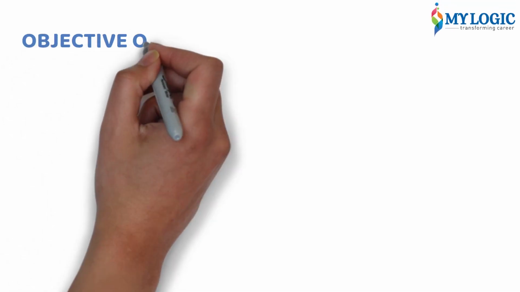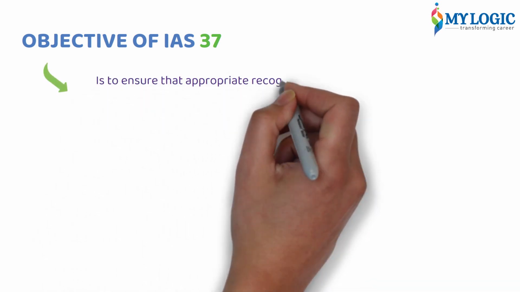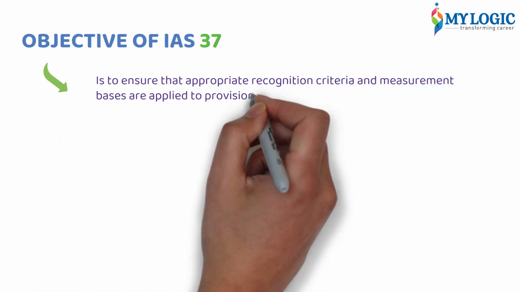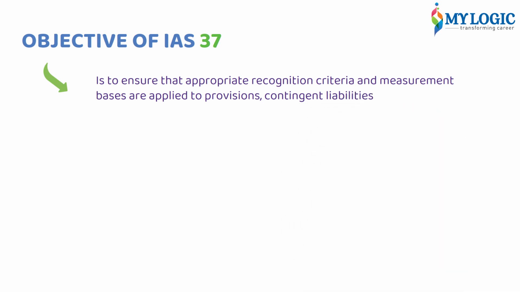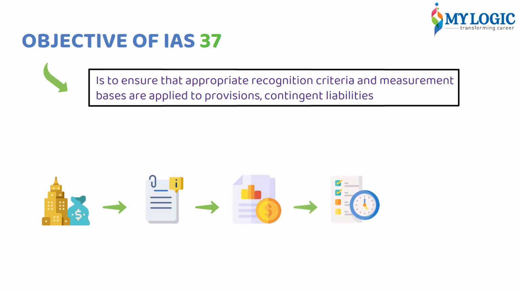Objective of IAS 37. The objective of IAS 37 is to ensure that appropriate recognition criteria and measurement bases are applied to provisions, contingent liabilities, and contingent assets, and that sufficient information is disclosed in the notes to the financial statements to enable users to understand their nature, timing, and amount.